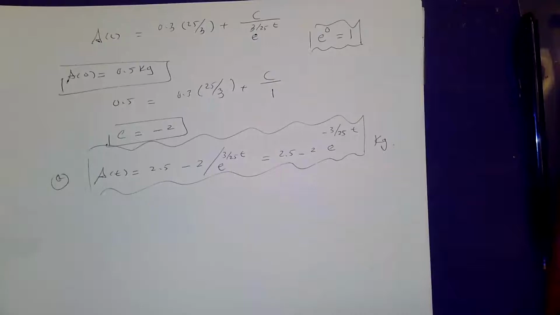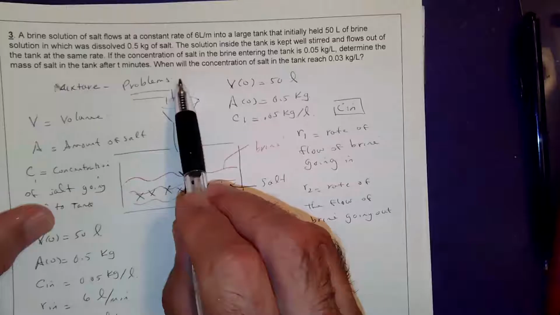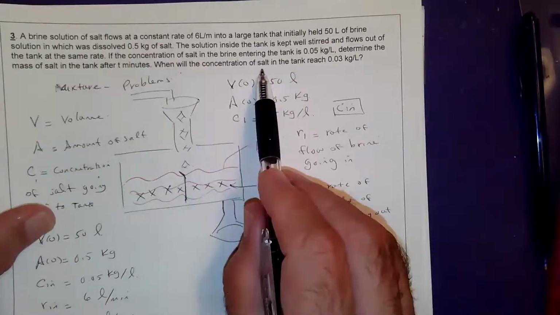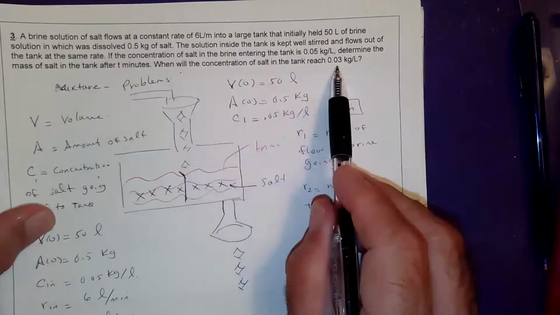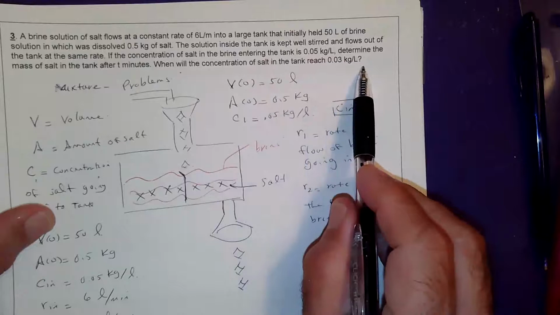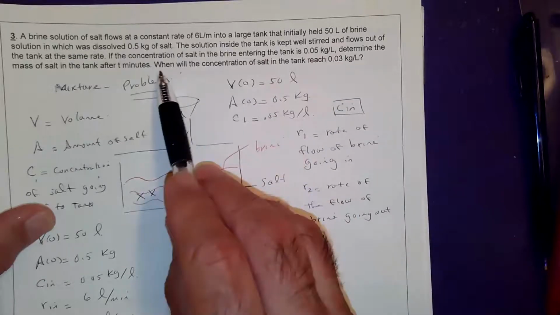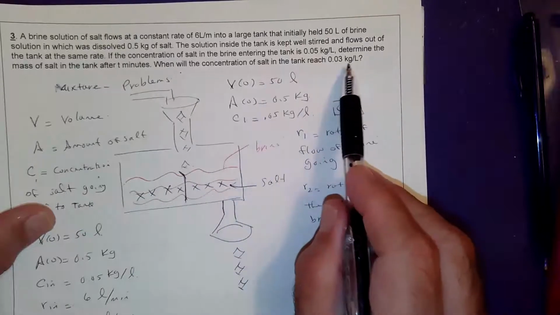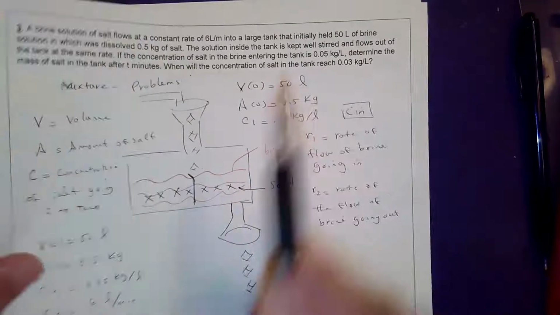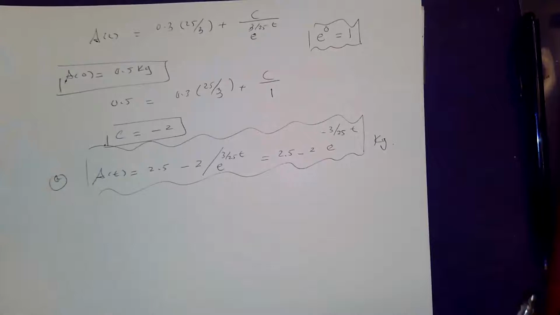What was part B? Does anyone see how to do part B? When will the concentration of salt in the tank reach 0.03 kilogram per liter? When means what time will the concentration reach this particular amount? Does anyone have any idea how this might work?